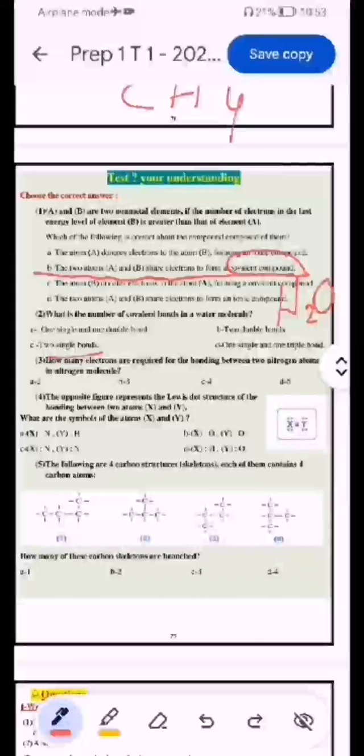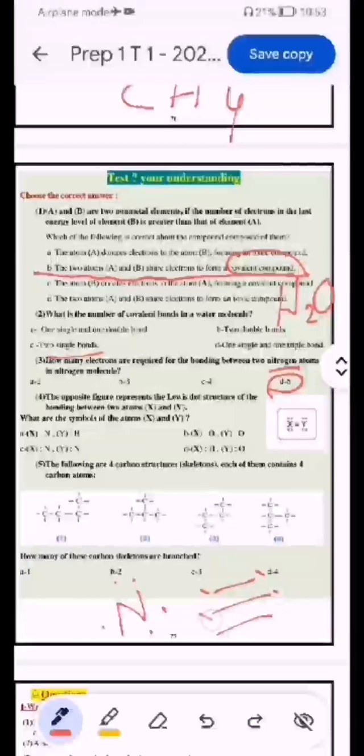Number 3, how many electrons are required for bonding between two nitrogen atoms? We said nitrogen contains 3 unpaired electrons in the outermost level. So it will make triple covalent bonding, and 6 electrons are required to form it. Triple covalent means 3 pairs. 1, 2, 3, 4, 5, 6.